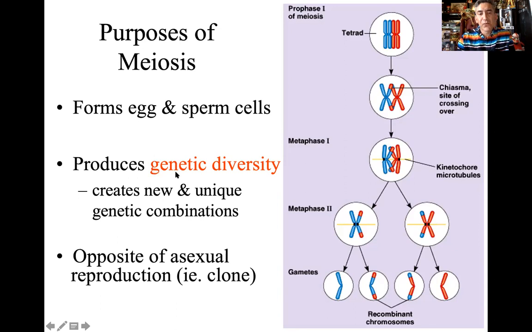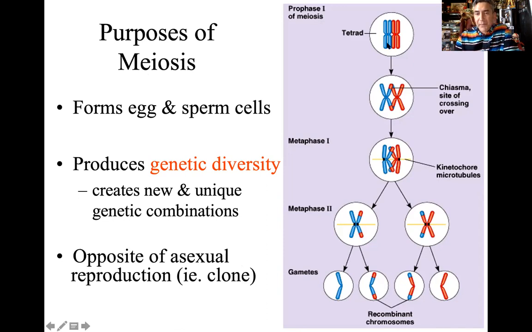Meiosis is for the production of genetic diversity, right? We don't want clones. We don't want exact copies. We want to make differences, and that's the purpose for this cellular cycle of meiosis. So this is the opposite of asexual reproduction. Meiosis produces the egg and sperm, which then allow for sexual reproduction to happen. So that's, again, a big deal.